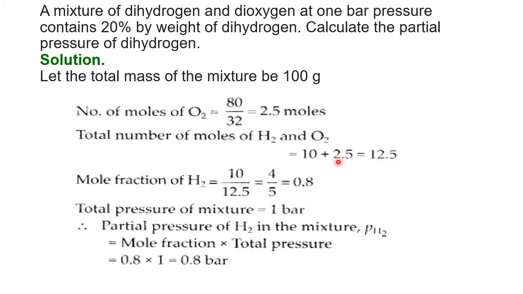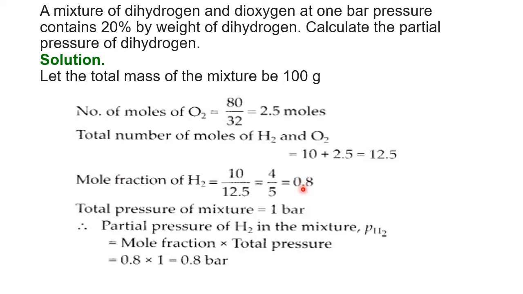Right. Now when we know the total moles, it is easy to calculate the mole fraction of hydrogen. Let us use the knowledge of the first chapter. Mole fraction equal to moles of that component by total moles in the mixture. What is the moles of hydrogen here? Moles of hydrogen is equal to 10. What is the total moles in the mixture? It is 12.5. So 10 by 12.5 equal to 4 by 5, which is equal to 0.8. So this is the mole fraction of hydrogen.